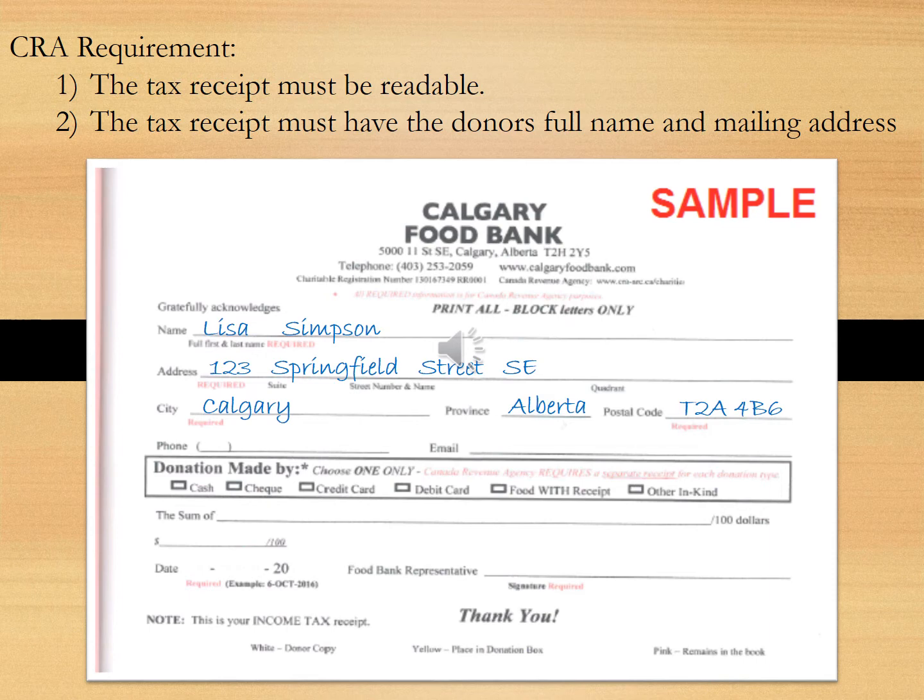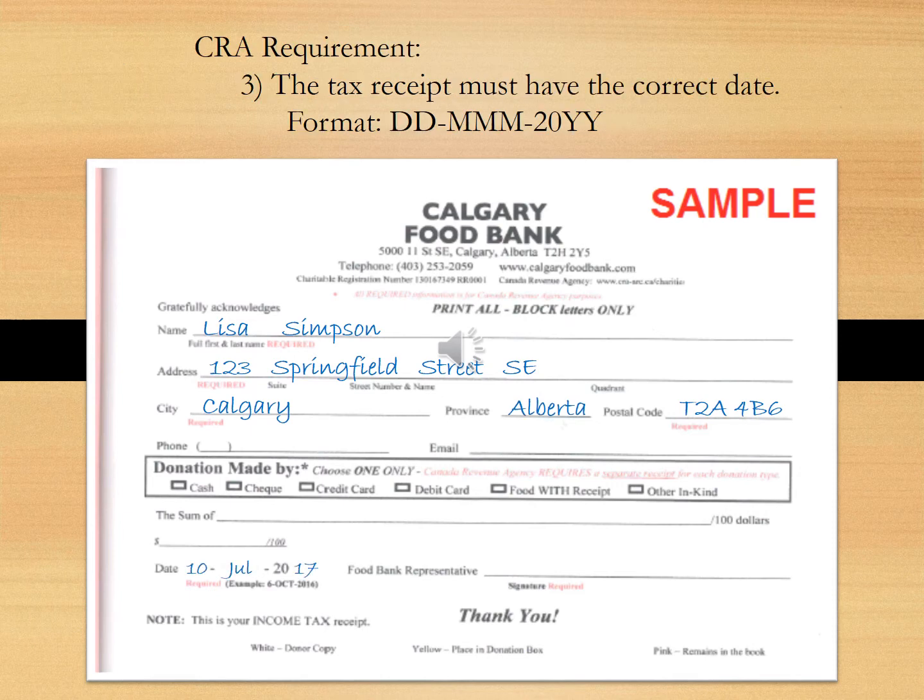A Calgary Food Bank staff member needs to be able to read it for data entry after the event. Second, the tax receipt must have the donor's full name and mailing address. Their phone number and email address are appreciated but optional. The third requirement is that the tax receipt must have the correct date. The format for the date is day, month, and year.